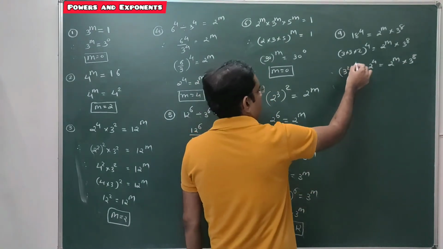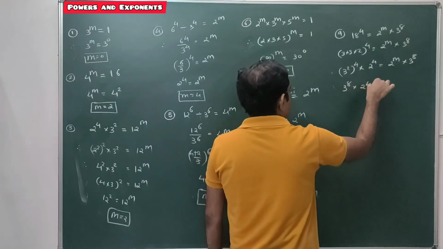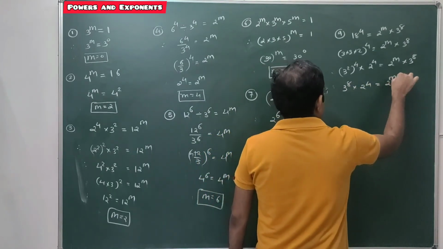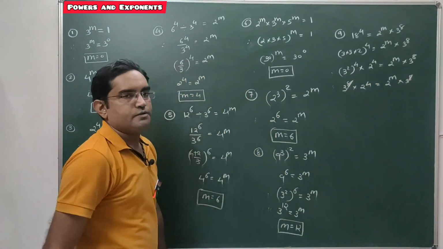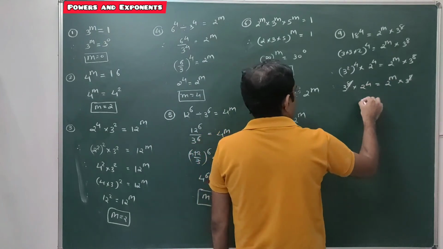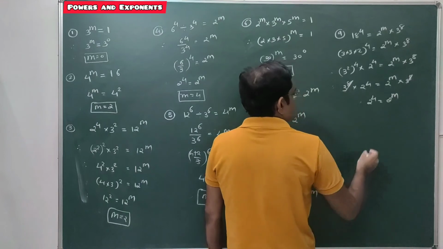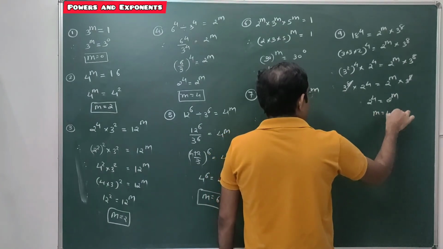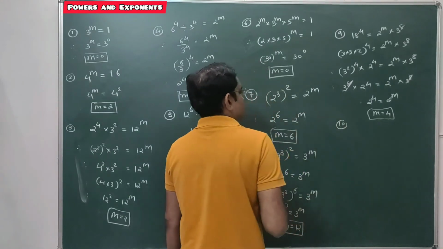Again power of power, 4 2s are 8. So it's 3 raised to 8 into 2 raised to 4 equal to 2 raised to m into 3 raised to 8. 3 raised to 8 cancels. So here we are getting 2 raised to 4 is equal to 2 raised to m. So the powers are equal, so their exponents are equal. So m equal to 4 is the answer.